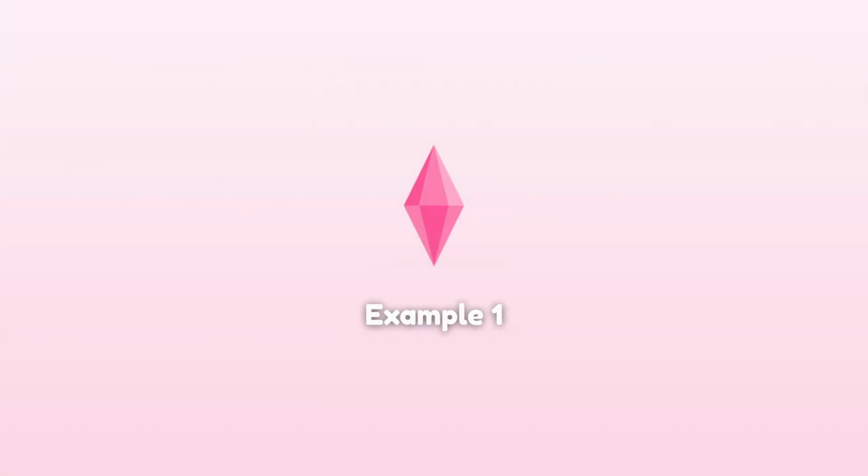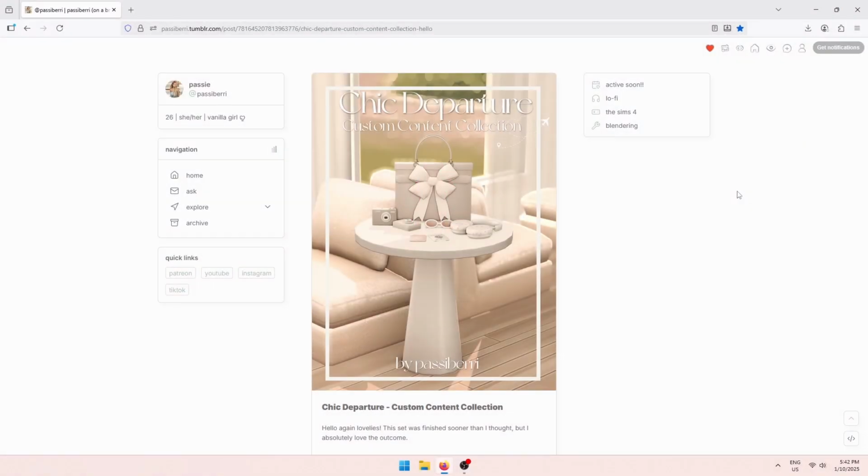So I'm going to convert two items as part of my examples. The first one is going to be this bag, and the creator is Passy Berry. Hopefully I'm pronouncing that right. This is just a decoration bag. So I'm going to convert that first, and then I'm going to convert a second item that's a functional object. I'm going to convert a chair from The Sims 4. So we'll start with this one.